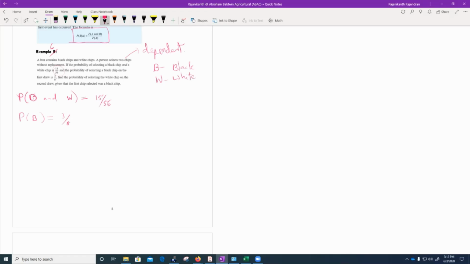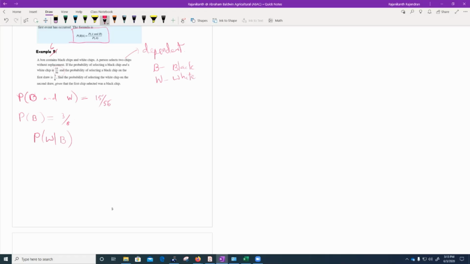Then what is the question? The question is to find the probability of selecting a white chip on the second row, given that we have already chosen a black chip from the first attempt. Okay, so that means indirectly they are asking us to calculate the probability of white given B.